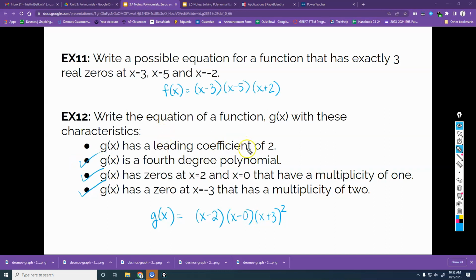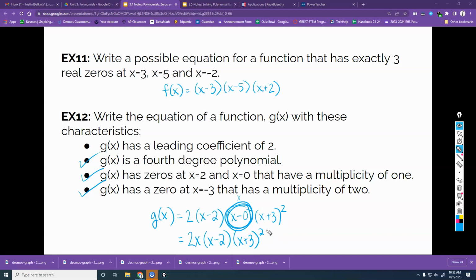The leading coefficient is the number that's in front of your highest power. The way you put a leading coefficient out here of 2, just put a 2 right there. If they had told you the leading coefficient was 7, you would put a 7 right there. So here is your equation. If it is multiple choice, they will probably write it this way. This right here, they probably will not write as x minus 0. They will probably just make it an x. And so they'll probably also put that first. 2x times x minus 2 times x plus 3 squared.